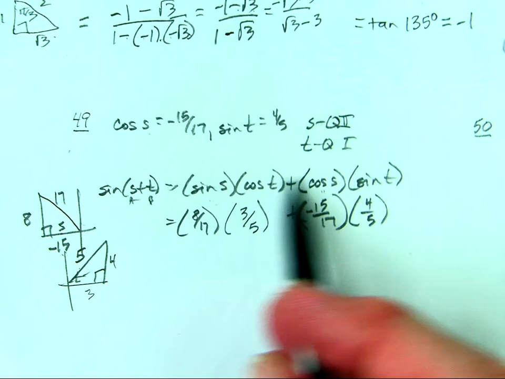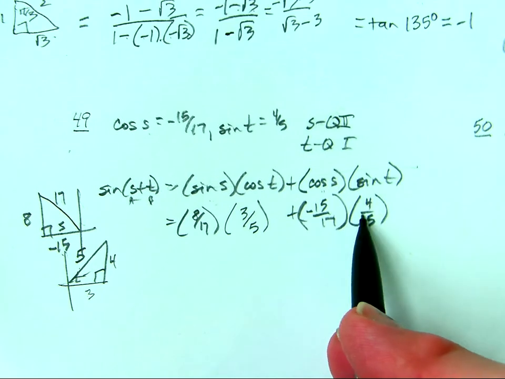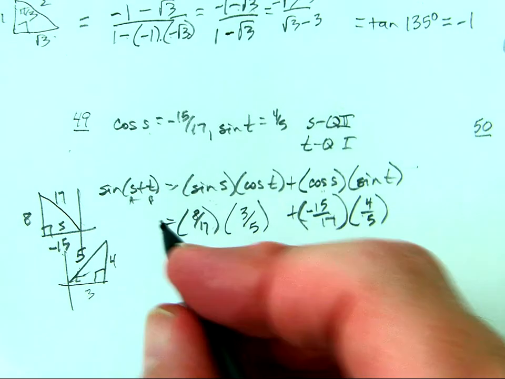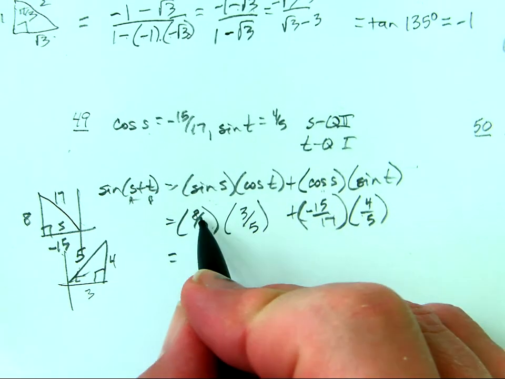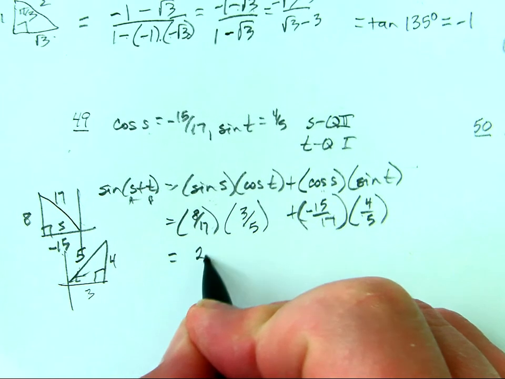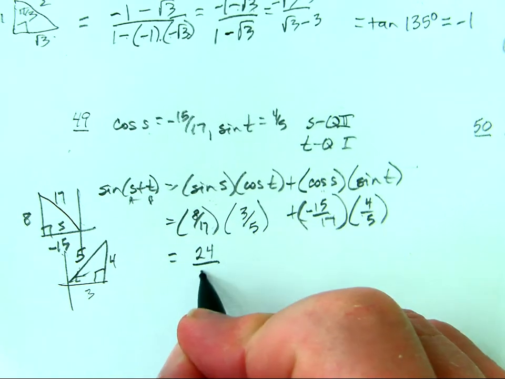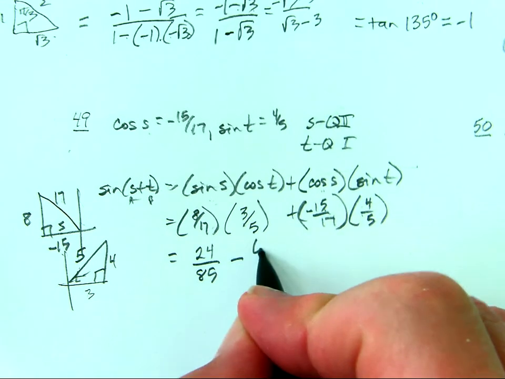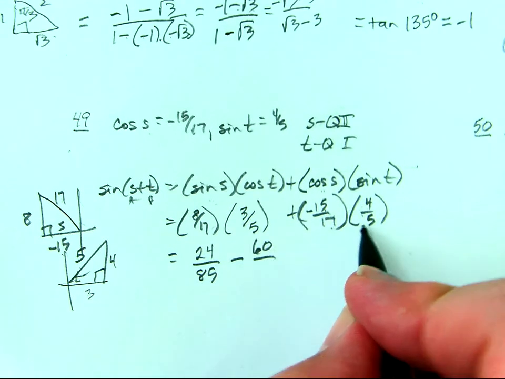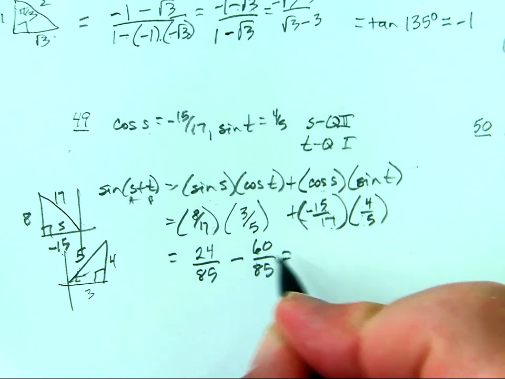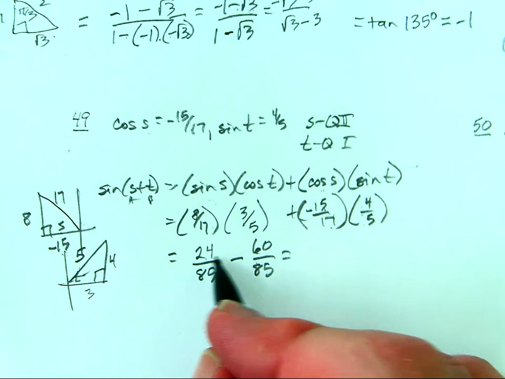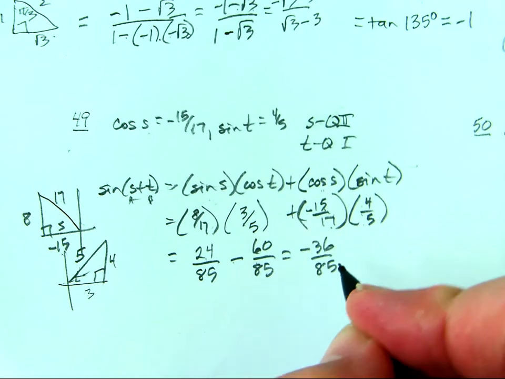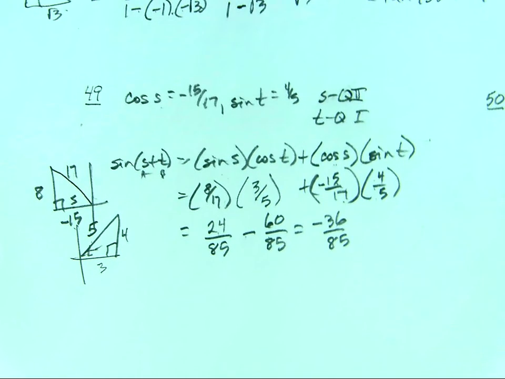So we wrote out the identity. We substitute in the two numbers they gave us. We drew triangles to find the other two. Now we just multiply and combine. So top times top, 8 times 3 is 24. 17 times 5, 85. Minus top times top, 15 times 4 is 60. Bottoms, 17 times 5 is 85. We have a common denominator, so we subtract. 24 minus 60 is a negative 36/85. So that's the sine of s plus t.